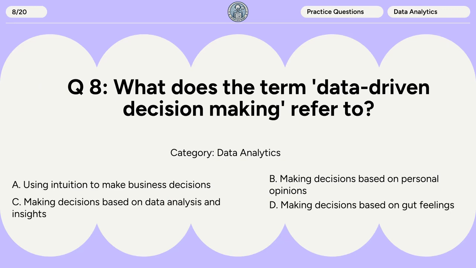Question 8. What does the term data-driven decision-making refer to? A. Using intuition to make business decisions. B. Making decisions based on personal opinions. C. Making decisions based on data analysis and insights. D. Making decisions based on gut feelings.